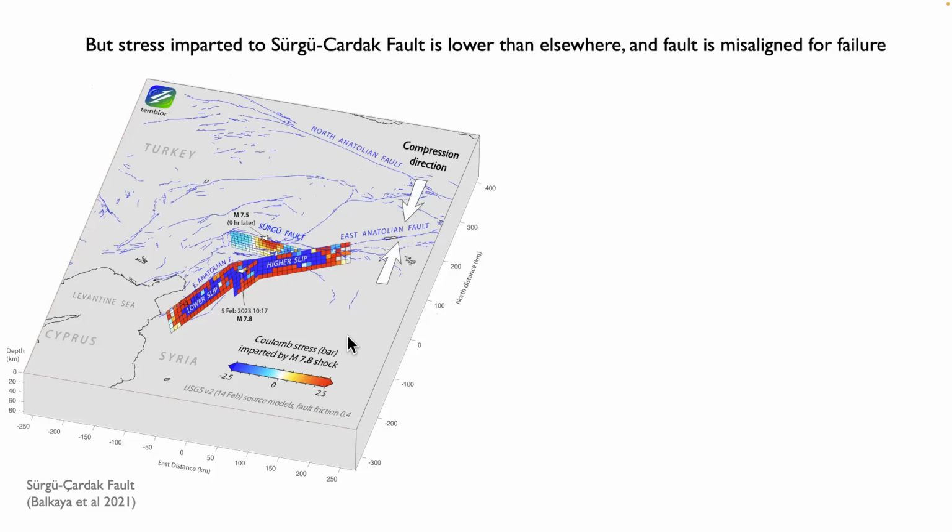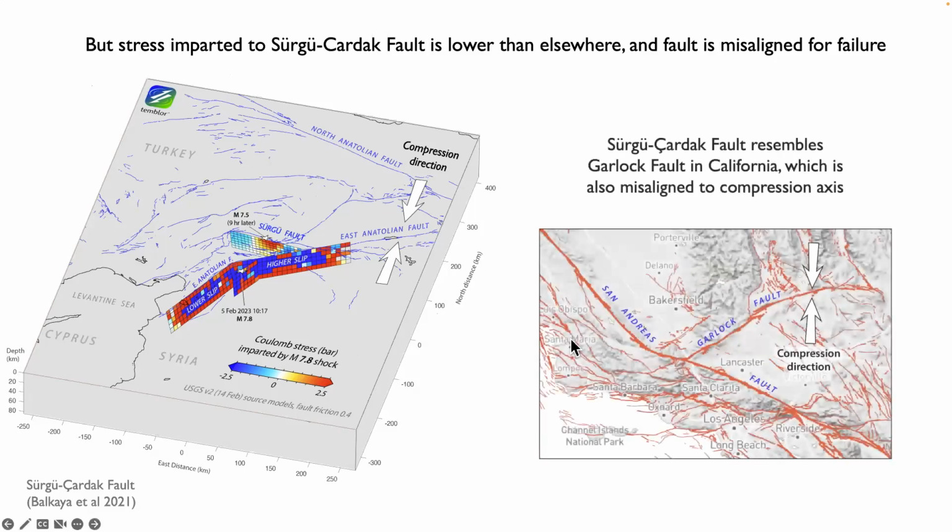The compression direction is roughly north-south. And you can see how if you start squeezing the East Anatolian Fault, it'll move left laterally, which simply means that the other side moves to the left. But that compression direction is almost perpendicular to the Sürgü Fault. So how do we get it to move? And this isn't unique to this situation. We have a similar kind of fault in California called the Garlock Fault, which is also almost perpendicular to the compression axis.